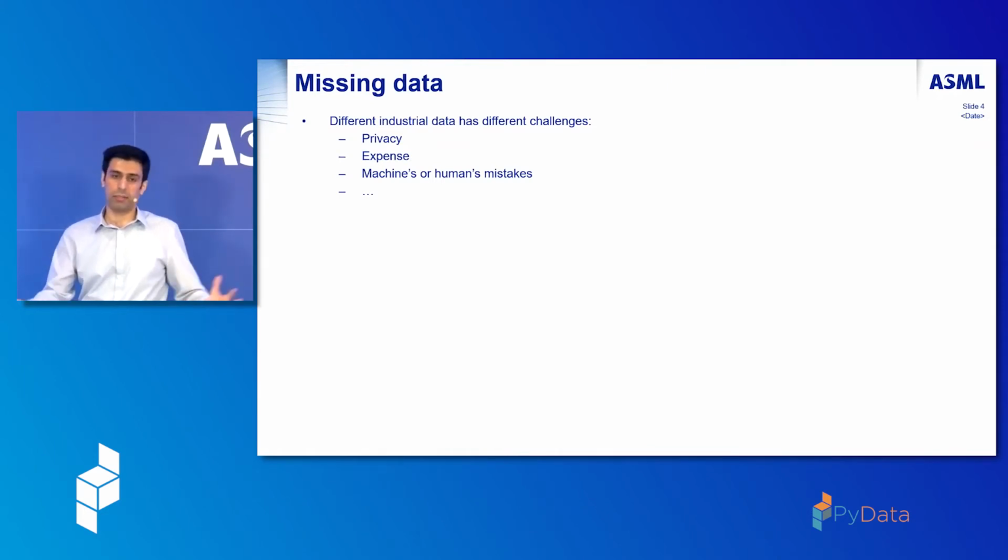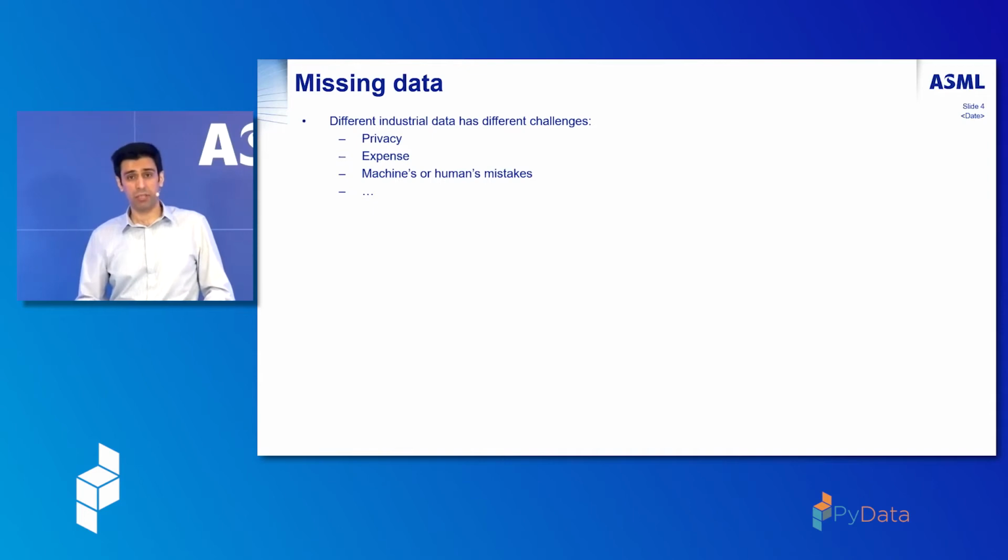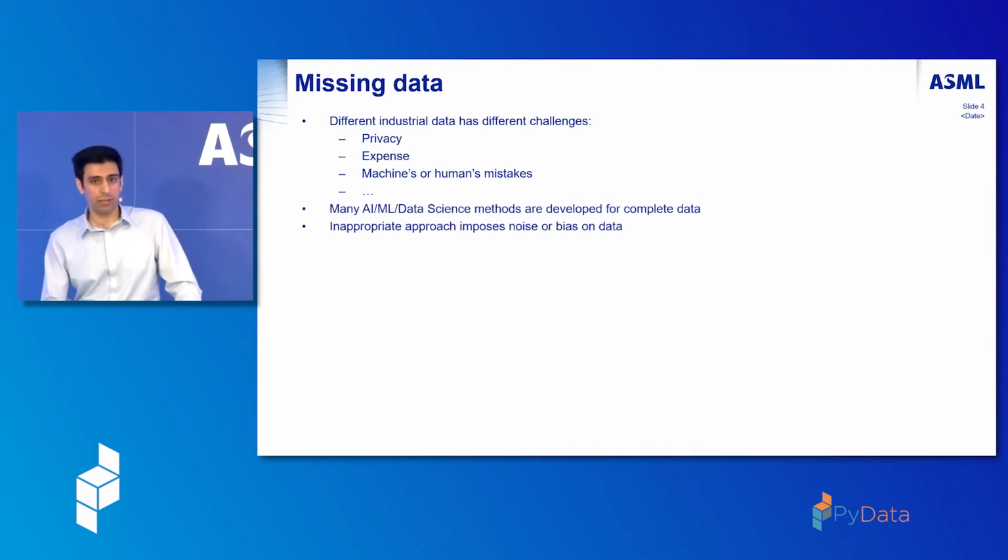As I said, at ASML, for example, cost or expense is one important reason that we have missing data, but there are other reasons too, like privacy or even a fault or mistake from the machine or the human who collects the data. But the more important question we should ask is why we should care about missing data.